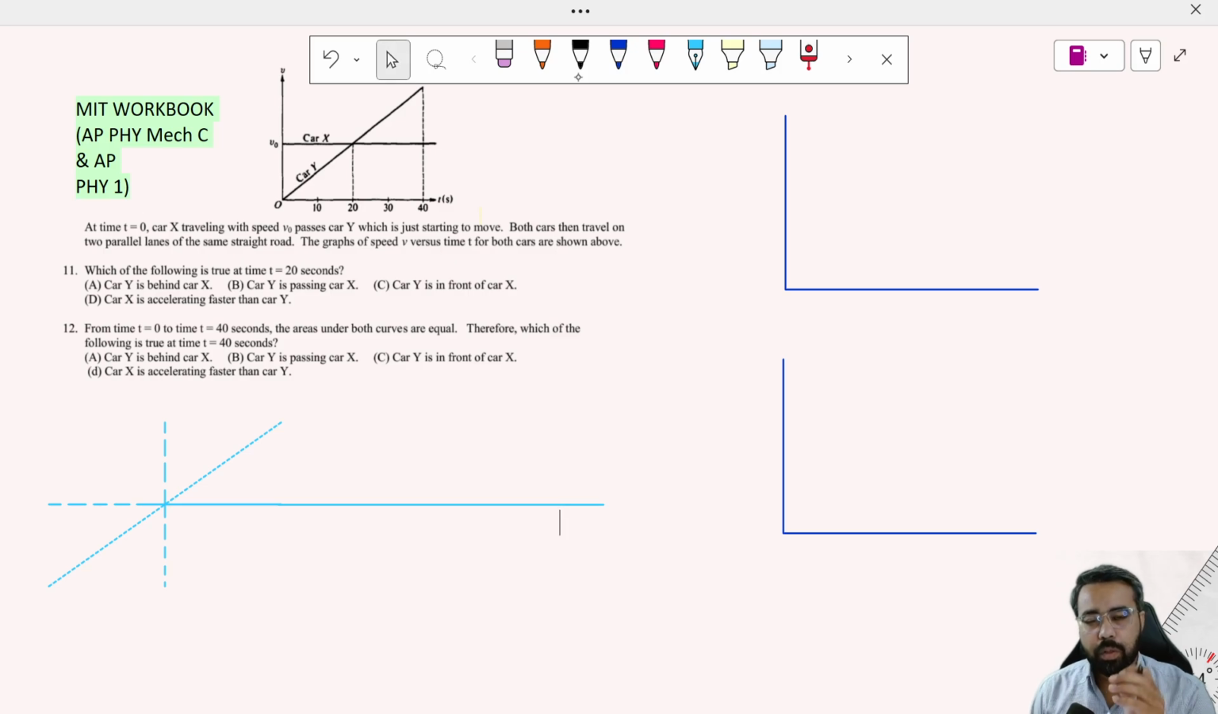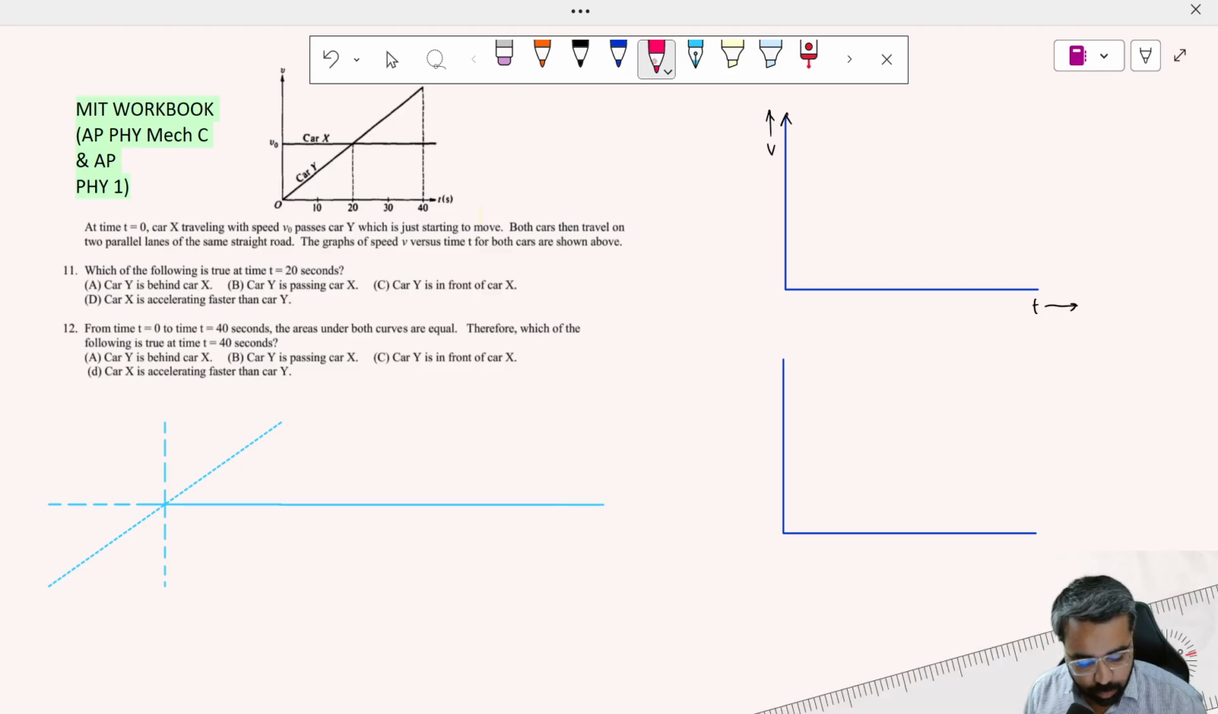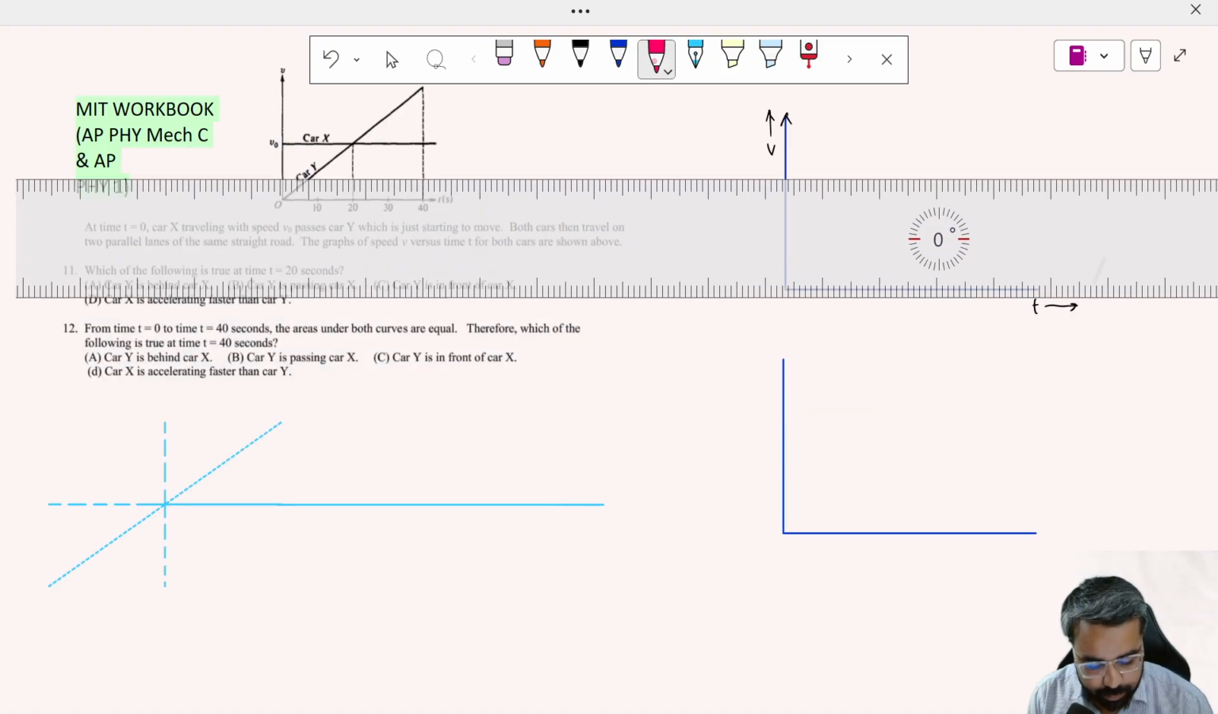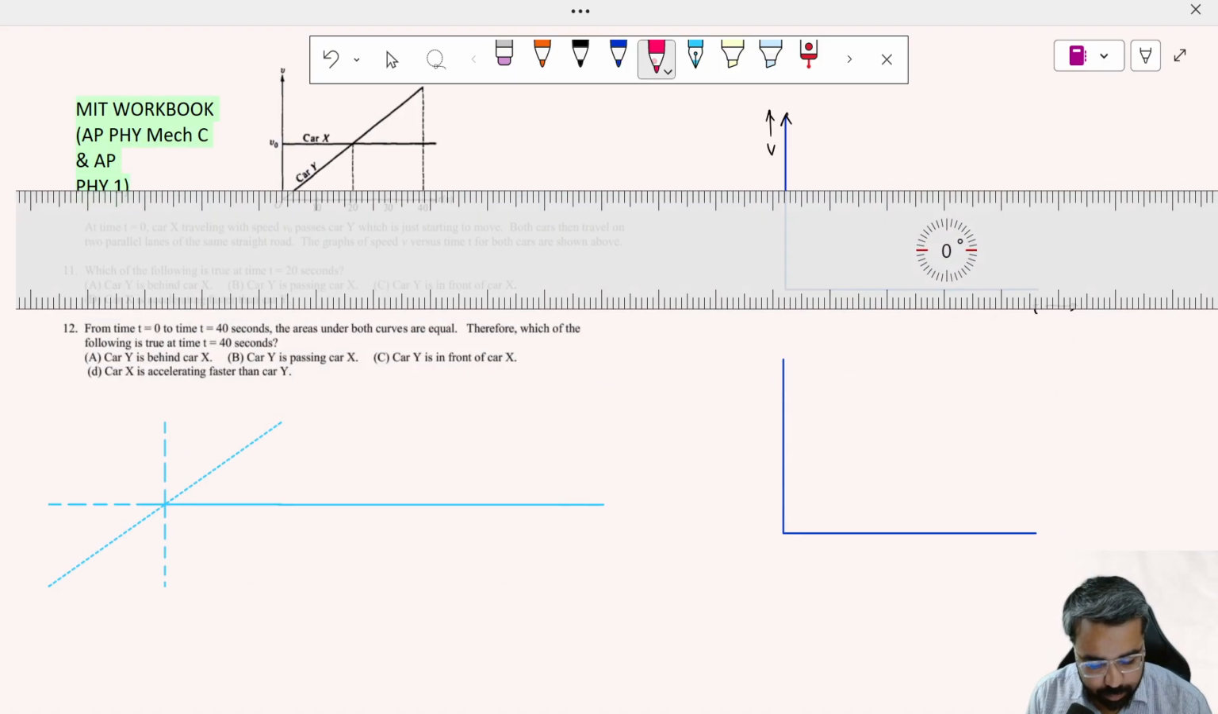In this question, you have to compare the motion of car X and car Y. As you see, we are given the velocity-time graph of both cars. Car X is moving with a constant velocity according to this question. So let's redraw this graph.